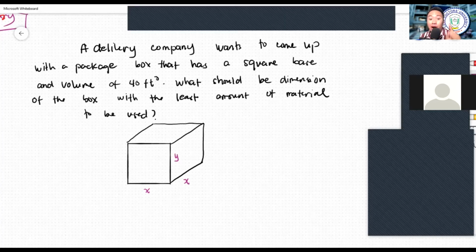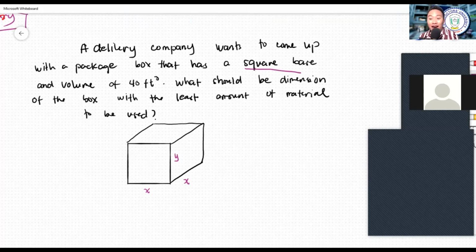Okay, it's in the problem. It says the base is a square. It says here, a square base. In other words, the base should be in the form of a square. The sides of a square are equal. So that's why I labeled each side of the base x and x. Agree? Now, the question is, why did I label the height of the box as y?